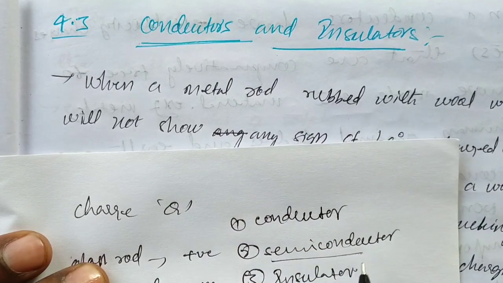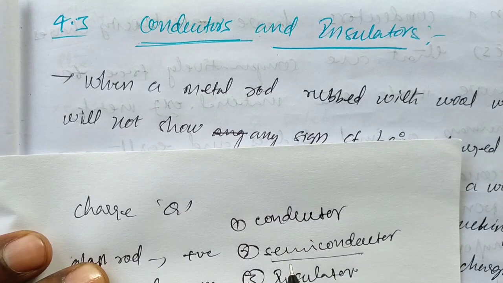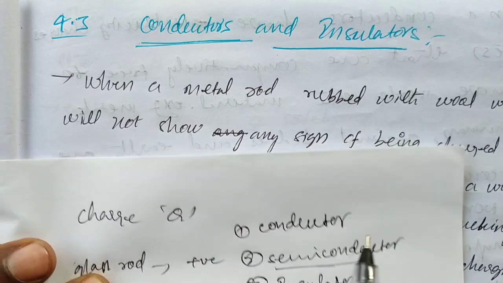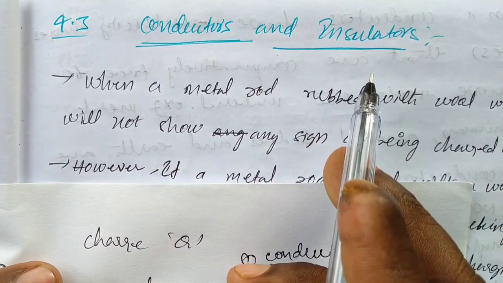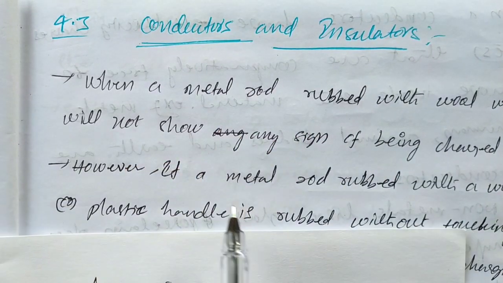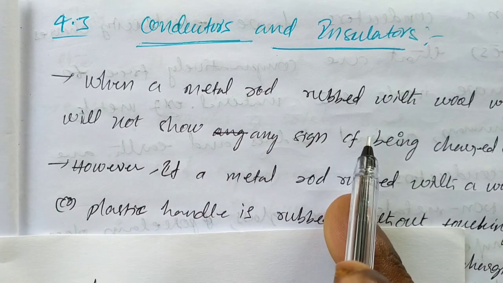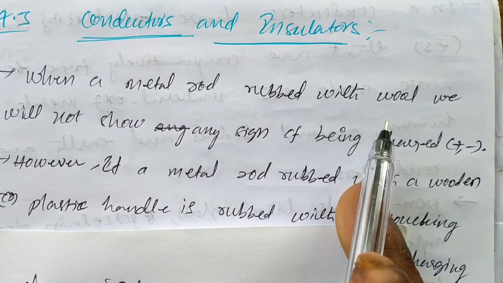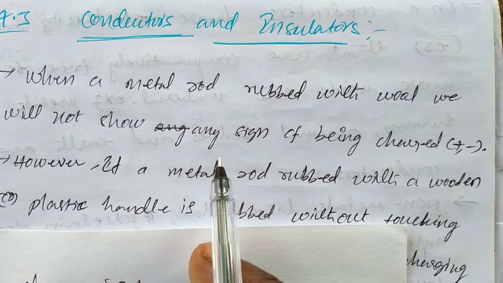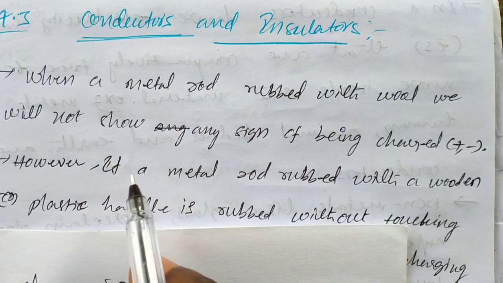The semiconductor is a separate topic, where we will discuss the phenomena and properties of the material. Now we will discuss the conductor and insulator. In this case, when a metal rod is rubbed with wool, we will get to show the sign of being charged.